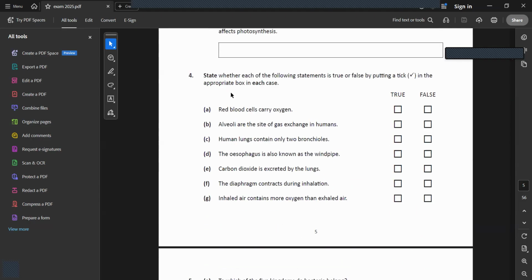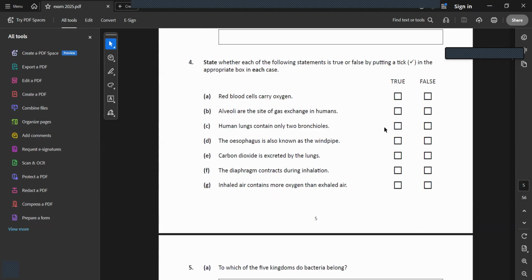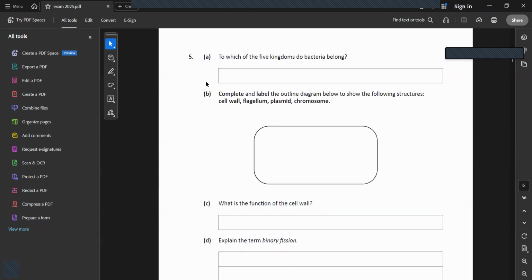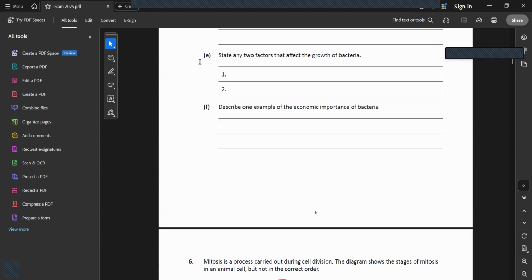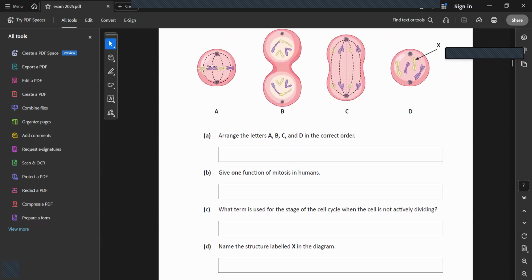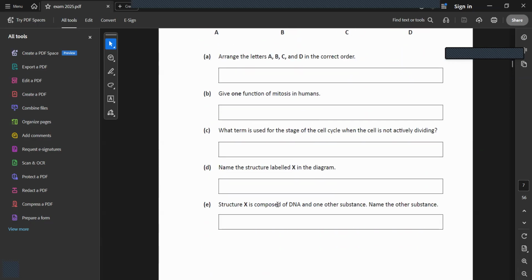Anything that is easy, anything that has matching, anything that has true and false, of course, I'm going to answer these. So I'm going to tick. Again, this is another question about the 5 kingdoms. It's easy. I will tick this. And then the last question talks about this one. For example, you have 2 questions that you don't know the answer to or you're not good at. So you'll go to the questions.